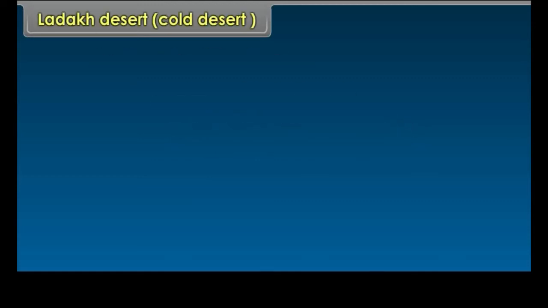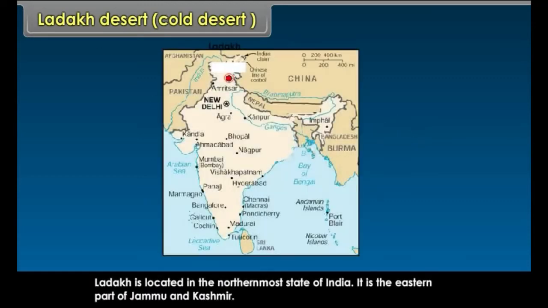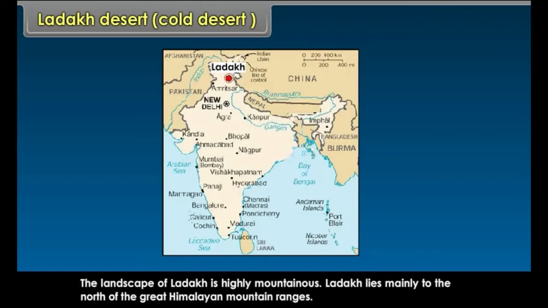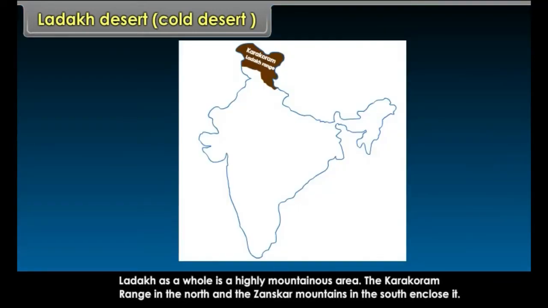Ladakh Desert, cold desert. Ladakh is located in the northernmost state of India. It is the eastern part of Jammu and Kashmir. The landscape of Ladakh is highly mountainous. Ladakh lies mainly to the north of the great Himalayan mountain ranges. Ladakh as a whole is a highly mountainous area. The Karakoram range in the north and the Zanskar mountains in the south enclose it.